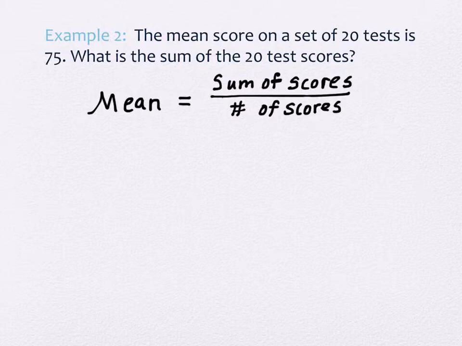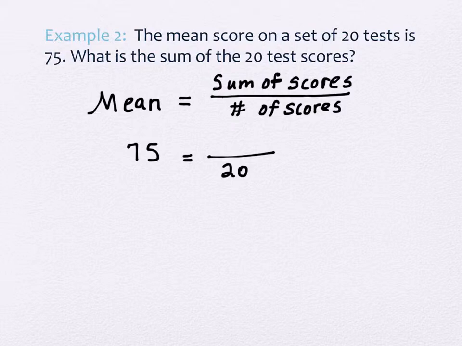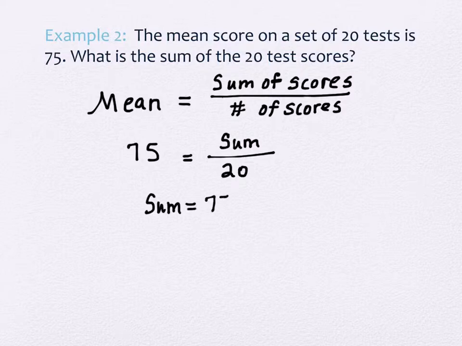Let's start with the 20. Where's the 20 going to go? On the bottom on the right, the denominator. Where's the 75 going to go? On the mean, which is in the mean spot, on the left. So what's missing up here is the sum, and I'll just abbreviate it right now as just sum. So what would I have to do to find out what the sum of these 20 test scores are then? You'd multiply, right? So the sum would be 75 times 20.